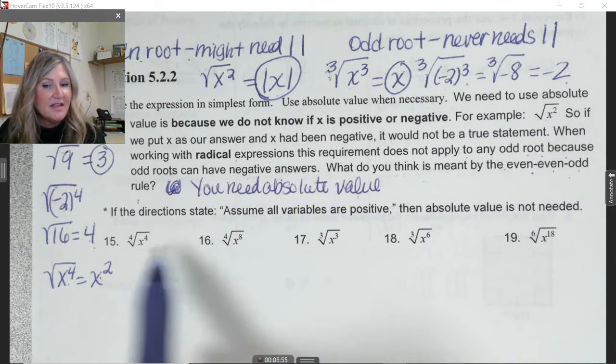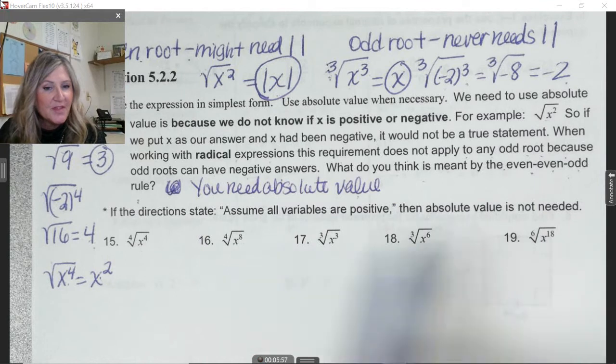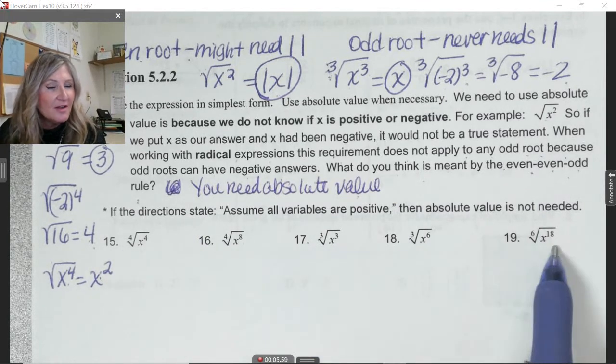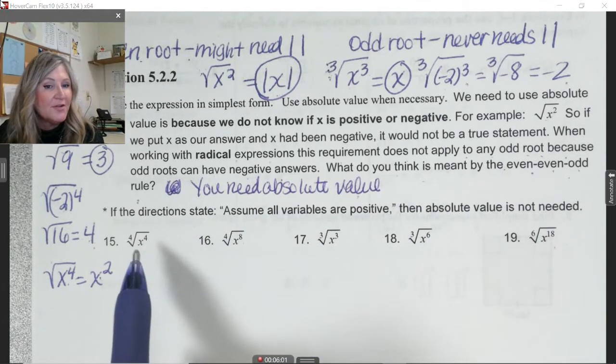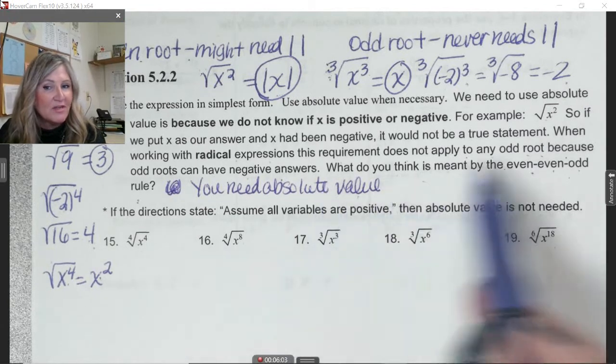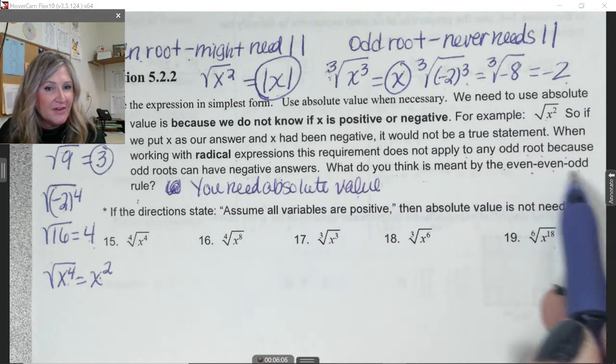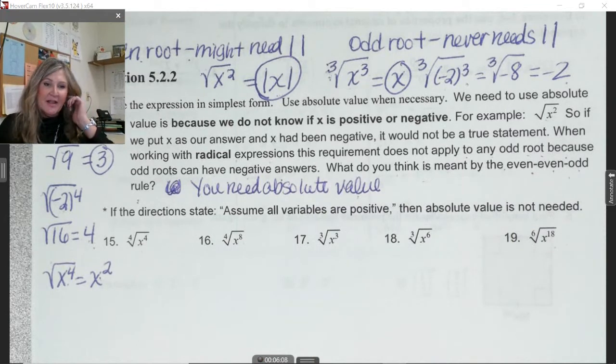I want you guys to think of these 5 problems. You can work with a partner, and I want you to decide whether or not you need absolute value, and then I want us to come back and talk about this even, odd rule. Try it.